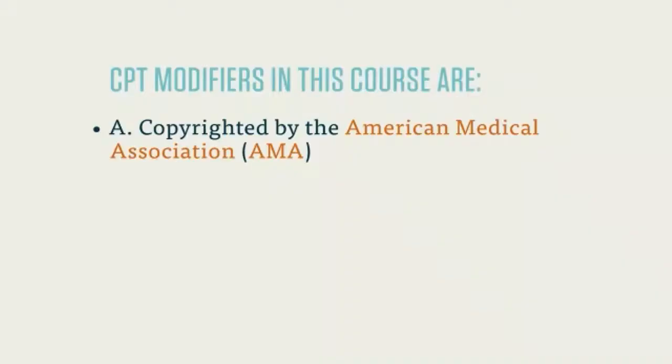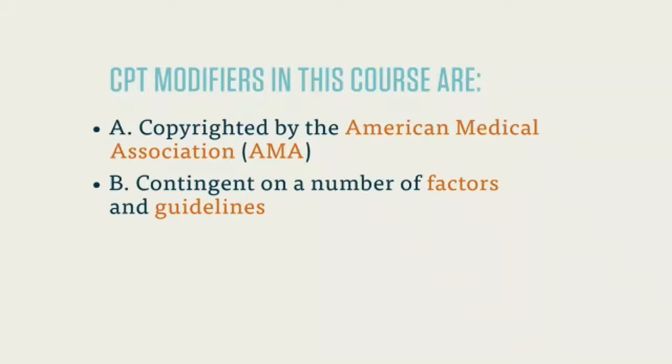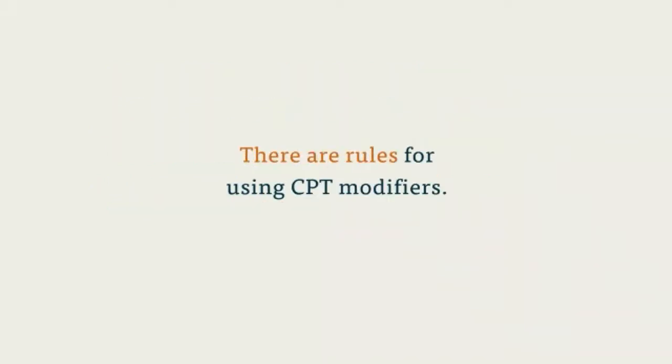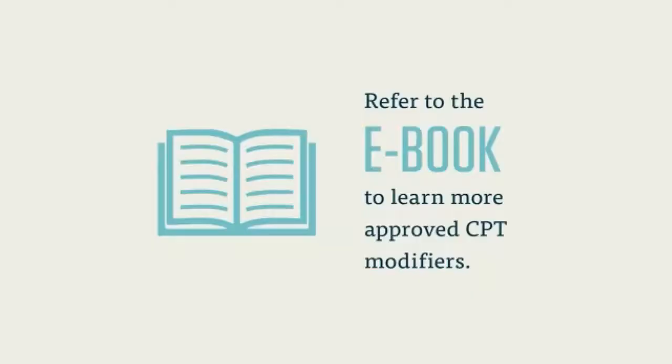Bear in mind that each of the CPT modifiers you'll find in this course are A, copyrighted by the American Medical Association, AMA, and B, contingent on a number of factors and guidelines. In other words, there are rules for their use. You can't simply add a modifier to the end of a procedure code if you think it makes sense. There are, for example, a number of modifiers that state they are not compatible with evaluation and management, E&M codes. For a list of the CPT modifiers that have been approved for the 2013 CPT manual, please download our ebook.